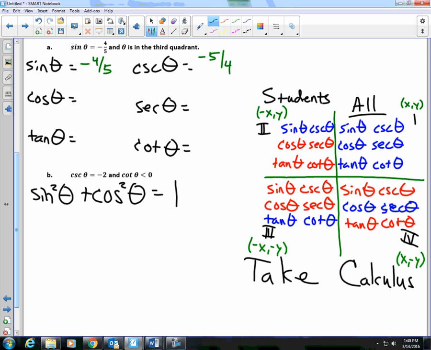I know what sine of theta is. So how do you think I get sine squared? What do you think I do to that value? I square it. When you square something, it will always turn out positive. What is -4 times -4? 16 over 5 times 5, 25.